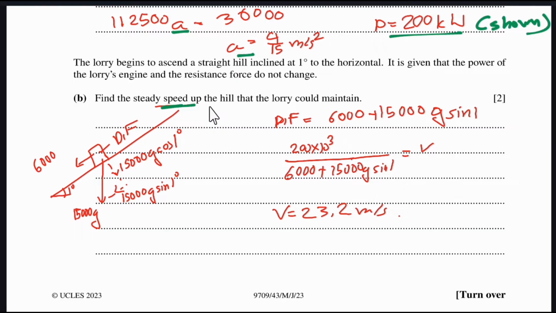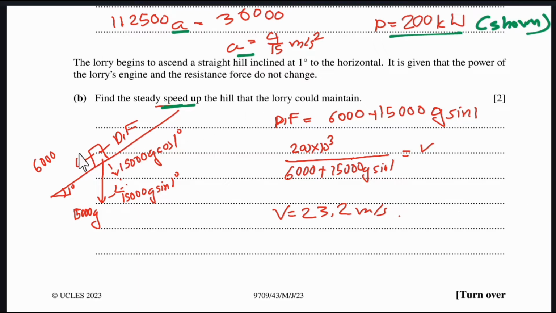So for the steady speed, that means the speed is constant. Since speed is constant, that means acceleration is equal to 0. So driving force minus resistive force is equal to mass times acceleration. That means acceleration is 0. Therefore driving force is equal to resistive force.